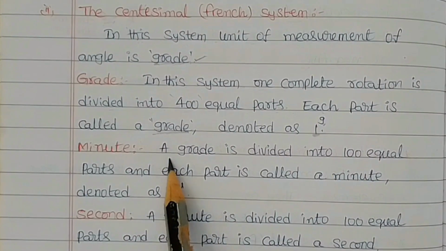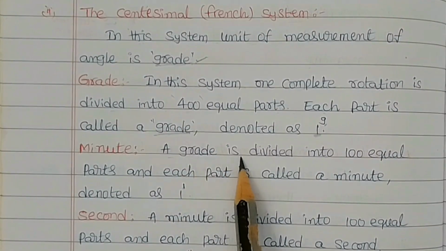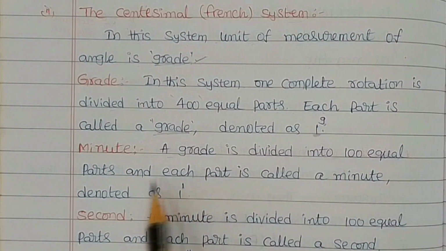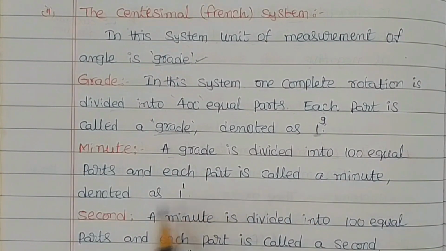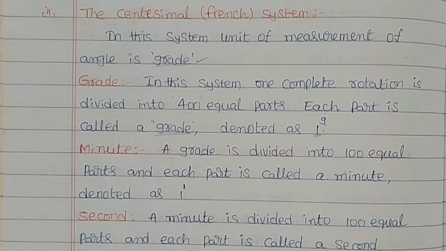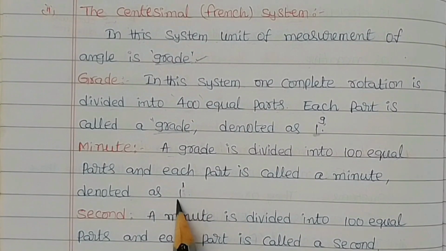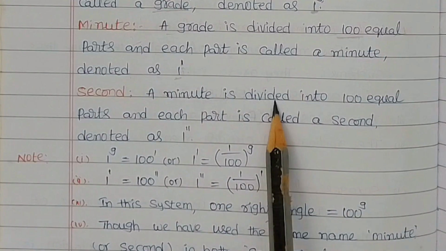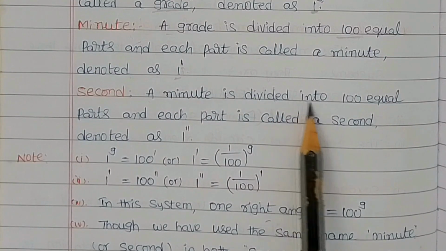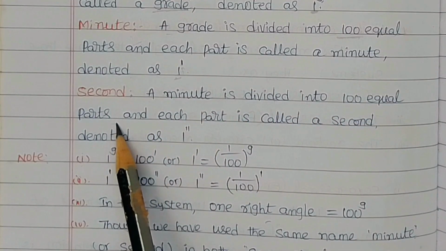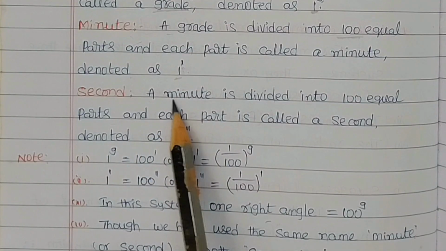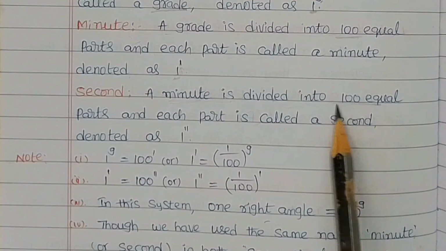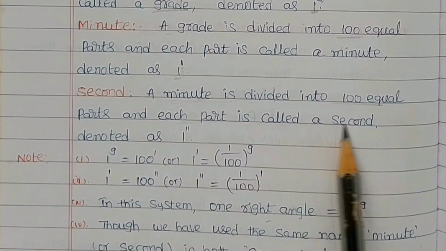Next, the minute. A grade is divided into 100 equal parts, and each part is called a minute. Then the second: a minute is divided into 100 equal parts, and each part is called a second.